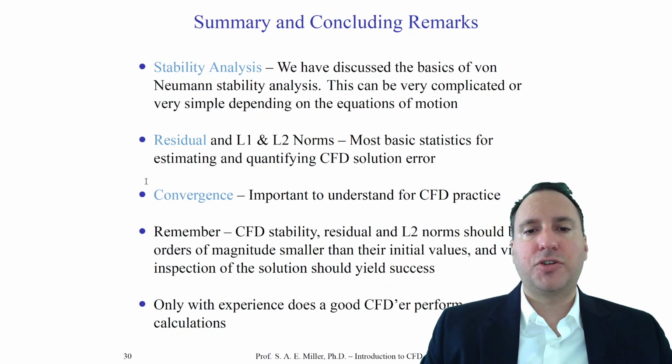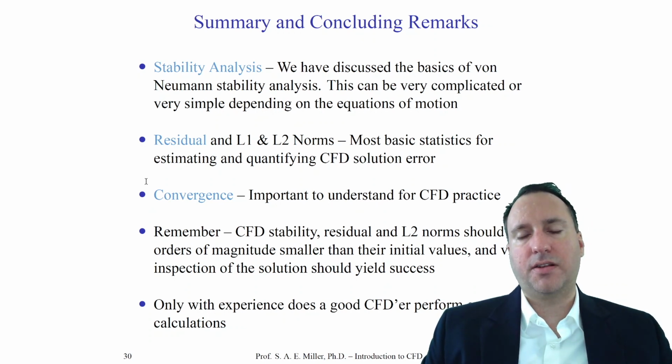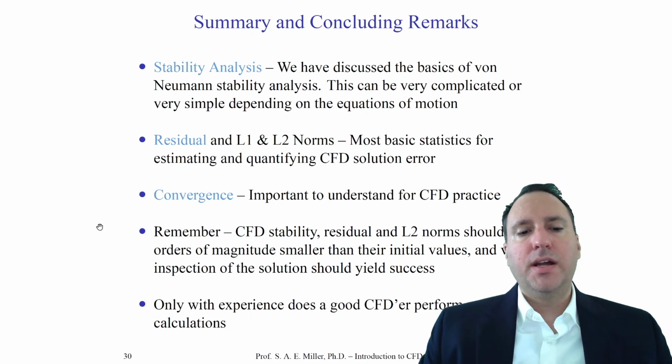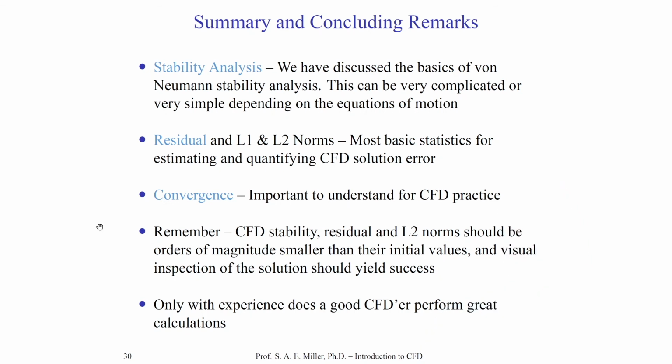You'll look at the residual plots in your homework sets in this class and get used to looking at residual and deciding if you have a converged solution. Remember, you can only imply convergence if you have a grid-independent study and you have stability and consistency, and your residual has become very small relative to the initial residual over a large number of iterations or time. Here, in CFD, the residual and L2 norm should be orders of magnitude smaller than their initial values. And visual inspection of the solution should also be performed.